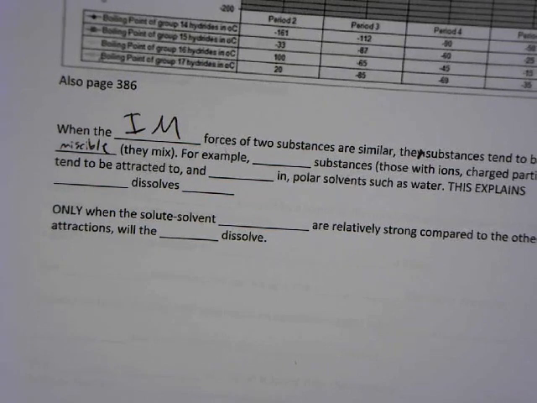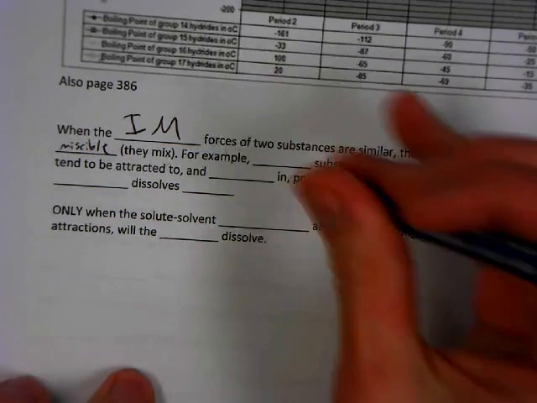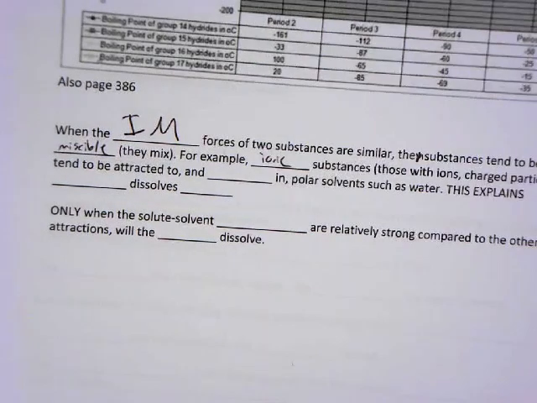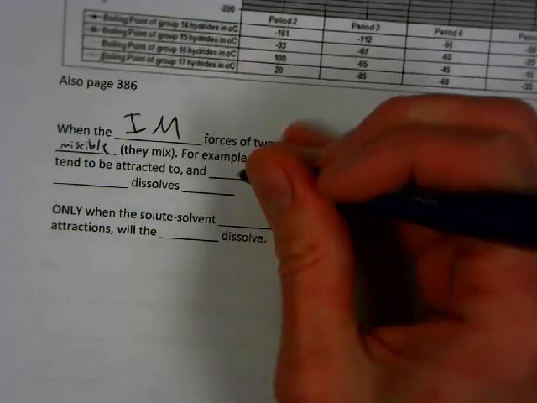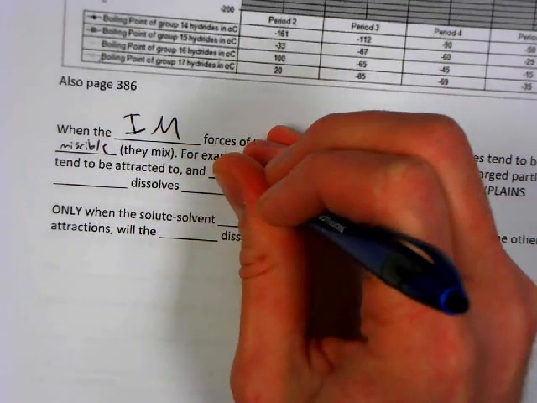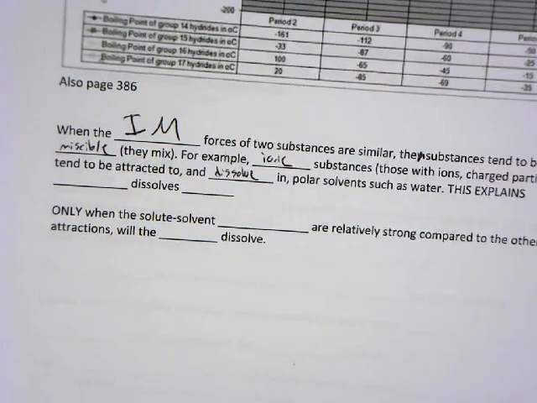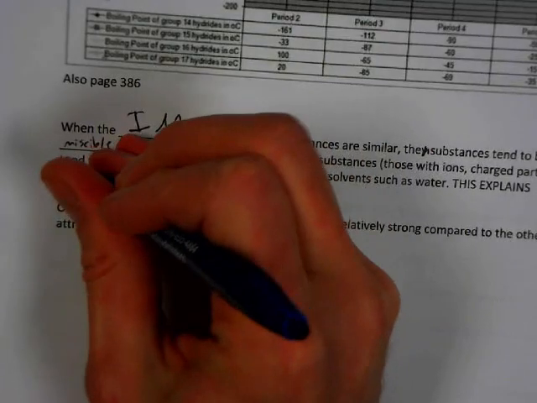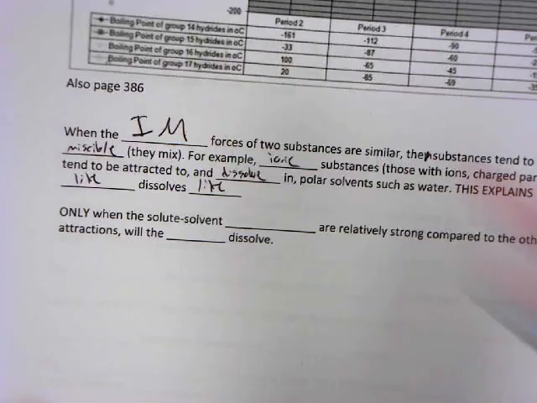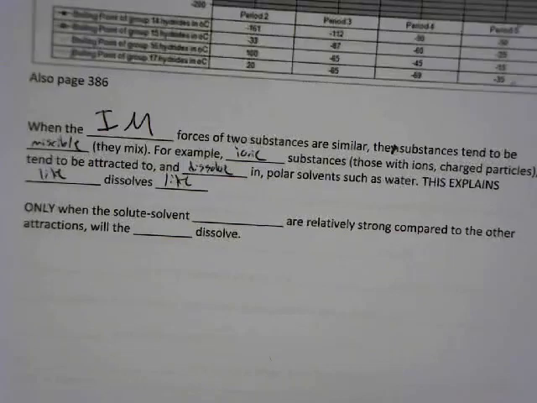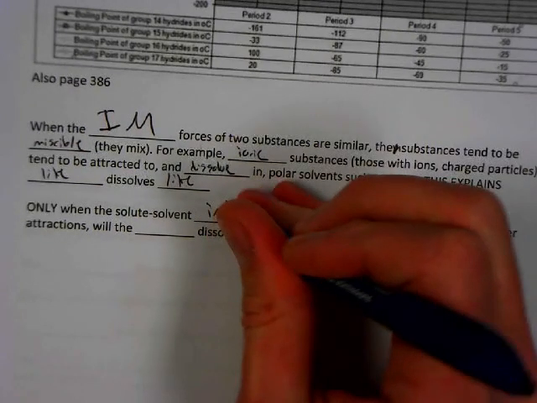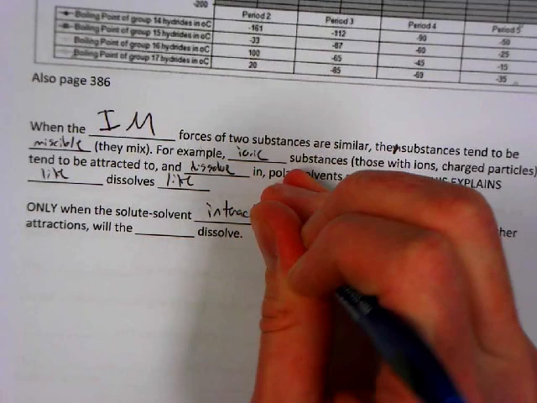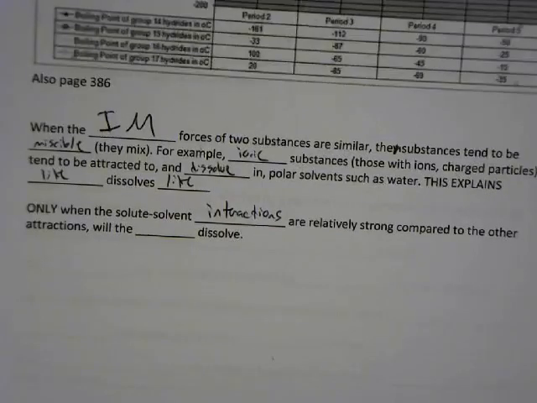Kind of cool. I was like, everything's great when it was like, there's no reason, it's just this, and now there are reasons. I know. When it used to just be like dissolves like, okay? So don't say like dissolves like. So, for example, ionic substances, those with ions, charged particles, tend to be attracted to and dissolve, right? Those are going to dissolve in things that are polar, like water. This explains the like dissolves like. See, I told you I was going to get ahead of myself. I always do because I wrote this.